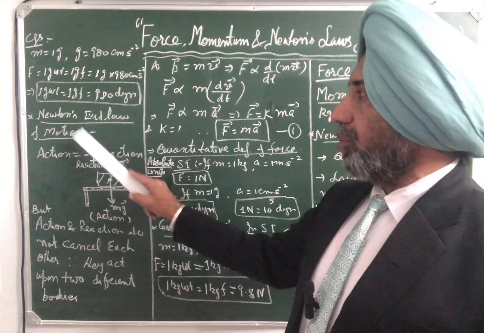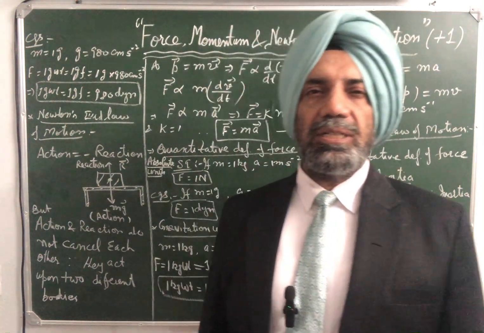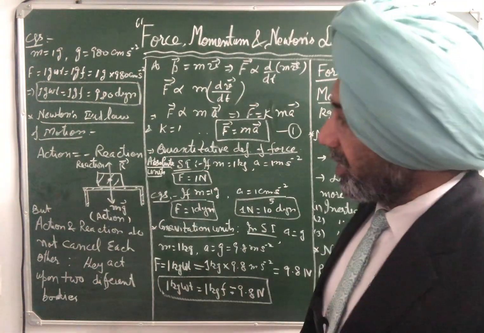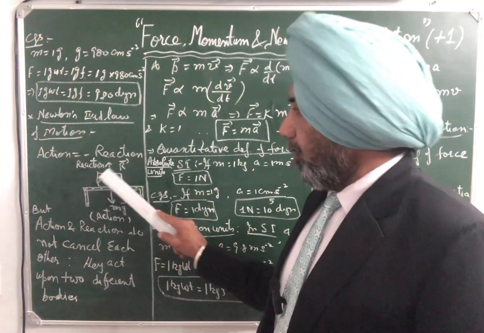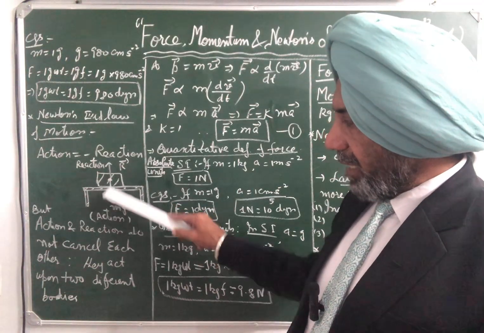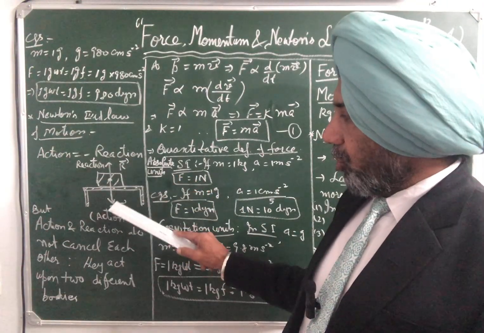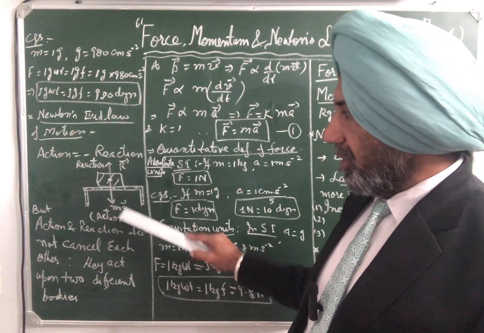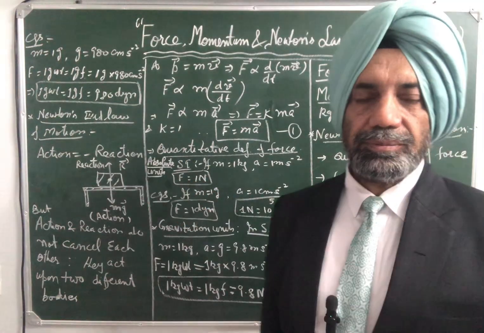Then Newton's third law of motion. It states that to every action there is an equal and opposite reaction. For example, a block is lying on the table. Now this block is applying weight. Weight is acting vertically downward and its reaction is acting vertically upward. So this weight is known as action and this normal force is known as reaction.